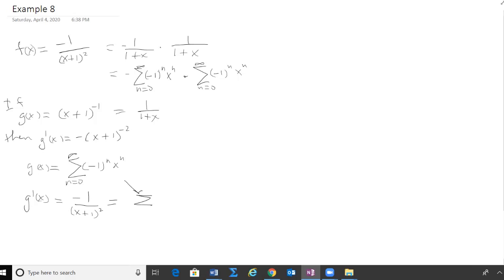So you'd have n equals 1, and notice 0 is not going to make sense because when you bring down that n, well, let's see, I guess I don't really need that. Okay, I have n and I have x to the n minus 1. Okay, so this is my series now.